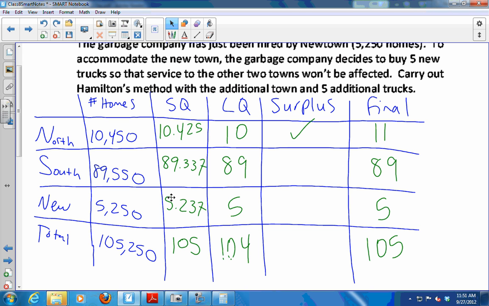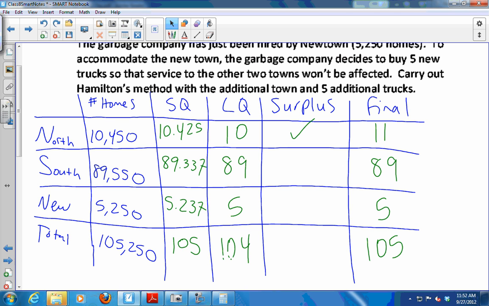But why would I take a truck from Southtown and give it to Northtown? That just seems weird. I already had them perfectly apportioned at 10 and 90. I have 5 new trucks now. Give those to Newtown. And then I just swapped. I said, instead of 10 and 90, we'll do 11 and 89 and make Southtown mad. It is silly. It's weird.